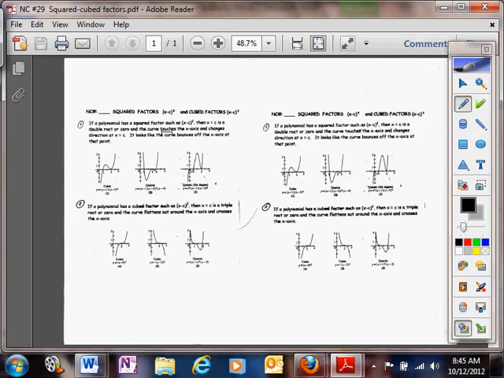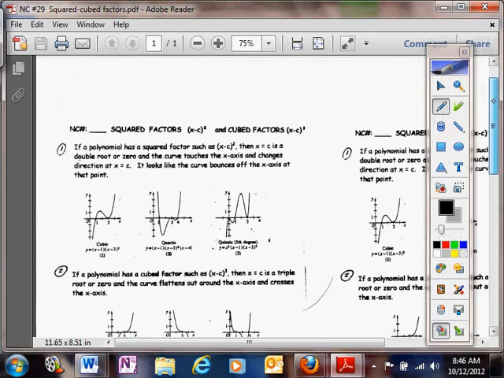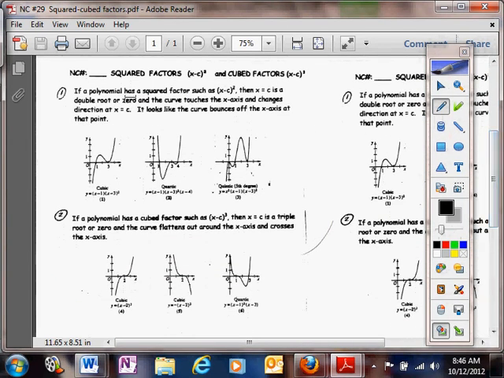This note card number 29 is talking about squared factors and cubed factors. This is a little hard to see. Let's see if I can make it a little bigger. It says if a polynomial has a squared factor such as x plus or minus some number, all squared, then x equals c, when you solve for c, is a double root or zero. And the curve touches the x-axis and changes direction at x equals c. It looks like the curve bounces off the x-axis at that point.